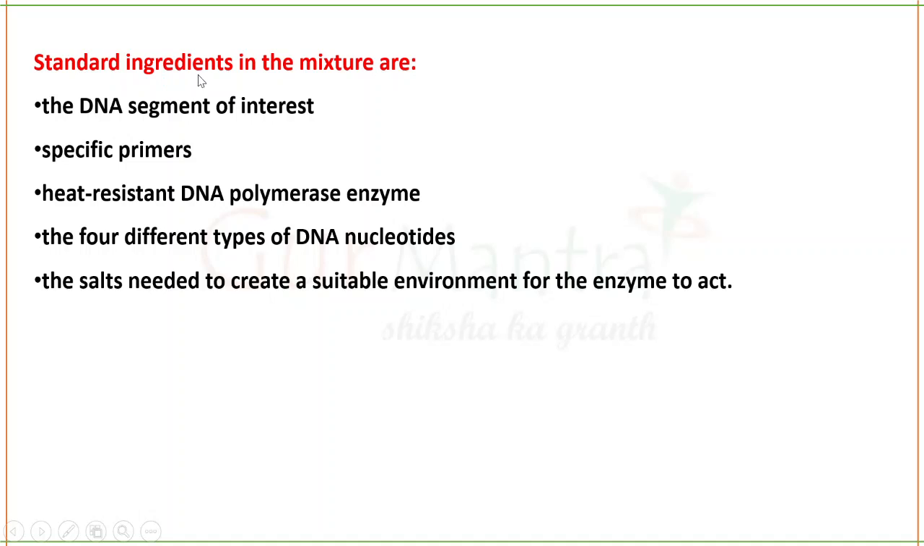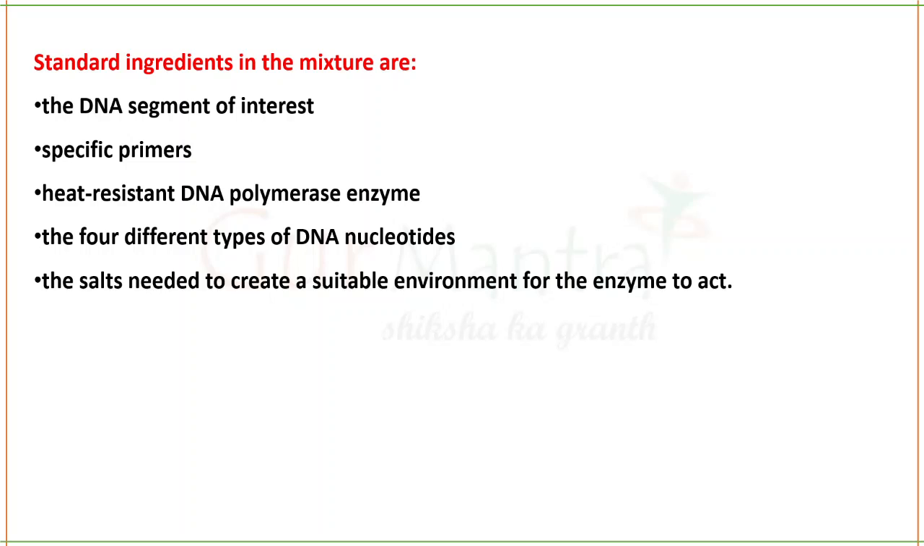The standard ingredients required in PCR are the DNA segment, that is the template, and the specific primers. You know what primers are? Primers are short oligonucleotide sequences. They are single stranded. They will go and bind to the complementary sequence. Primers will be of a particular sequence, for example ATC, GC, like that. That sequence will go and bind to the complementary sequence present in your template, and that will be polymerized, which means extension, double-stranded DNA formation will take place.